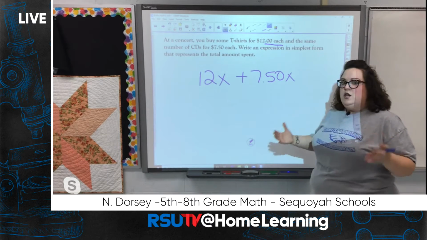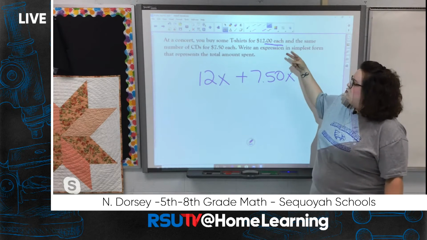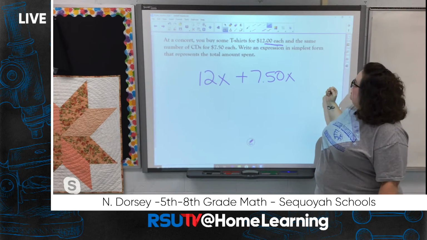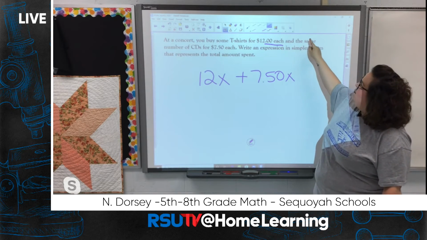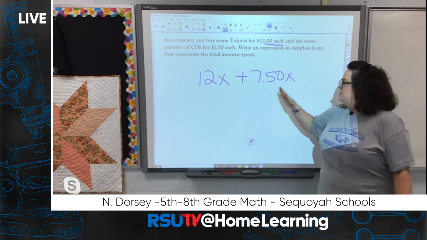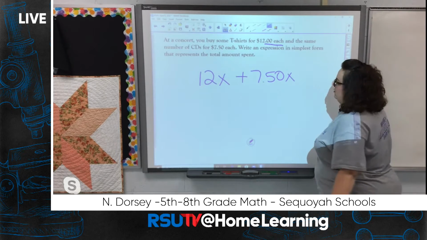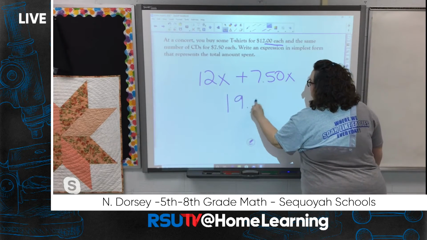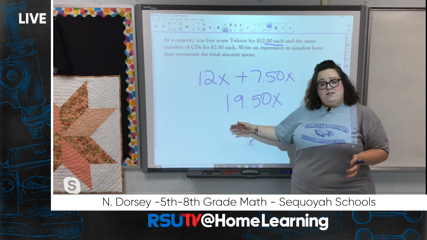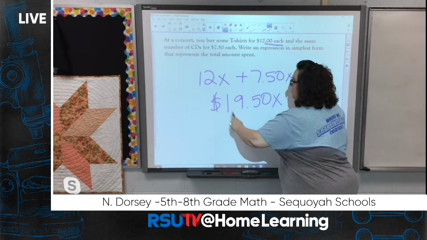Now, how did I know that X represented the same thing, even though they're two different items? One's a t-shirt, one's a CD. And it says because the same number. So I bought the same number of t-shirts as I did the same number of CDs. So if we just add those together, we get $19.50 times X. You don't necessarily have to have the dollar sign, but if you want it, you can go ahead and write it.